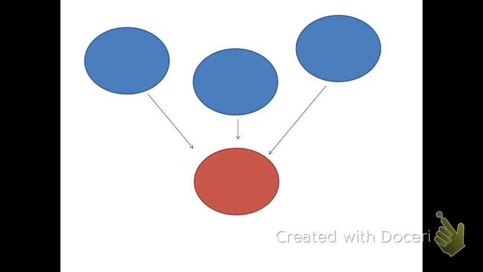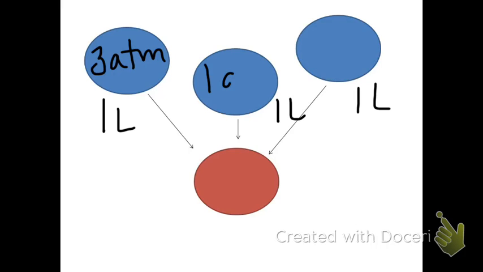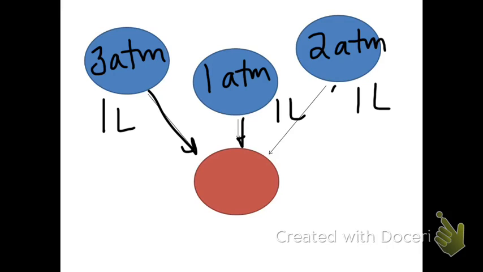So for example, if I have three gases in the blue circles, and we'll say the volume is 1 liter each, and the first gas might have a pressure of 3 atmospheres, the middle one 1 atmosphere, and the last one 2 atmospheres. If I were to put all three gases into the red circle together, which was also 1 liter, then the pressure of the red circle would just be the sum of the blue circles, which would be 6 atmospheres. Dalton's law is really that easy.